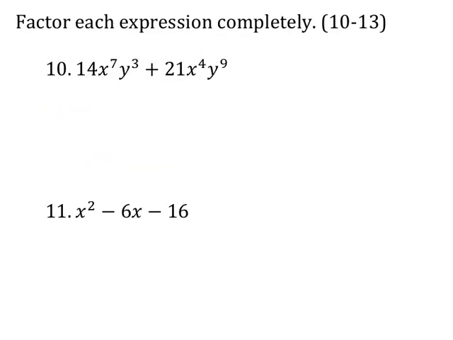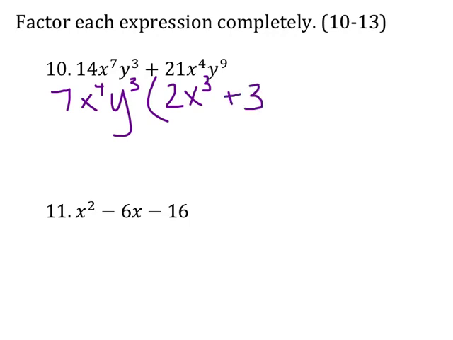Factor completely. So we need to look through number 10 and see what goes into each of those since it's just a binomial. So 7 goes into each of those. They each have an x. The smallest exponent is a 4. They also each have a y, and the smallest exponent is a 3. The factoring part says, okay, now let's divide that out and see what's left. 14 divided by 7 is 2. X to the 7th divided by x to the 4th will be x to the 3rd. Y to the 3rd divided by y to the 3rd is just 1, so we're done. Plus 21 divided by 7 is 3. X to the 4th, take out x to the 4th, and nothing left.